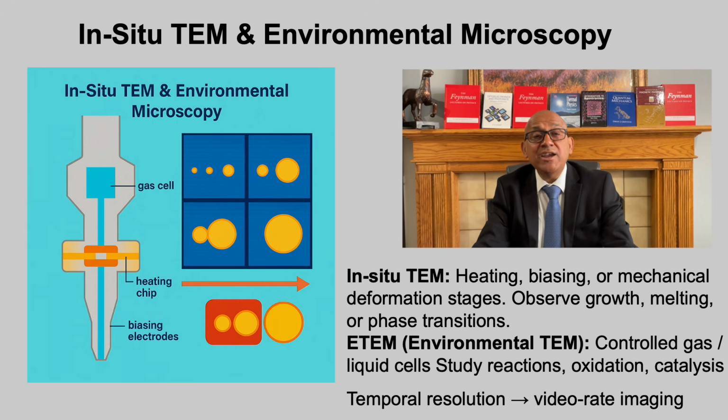In environmental TEM, a gas or liquid environment surrounds the specimen, allowing observation of oxidation, catalysis, or electrochemical reactions while maintaining atomic resolution. For example, gold nanoparticles reshaping under CO exposure or battery electrodes undergoing lithiation have been visualized frame by frame. The resulting videos reveal rate-limiting steps and metastable intermediates that are invisible in conventional TEM.